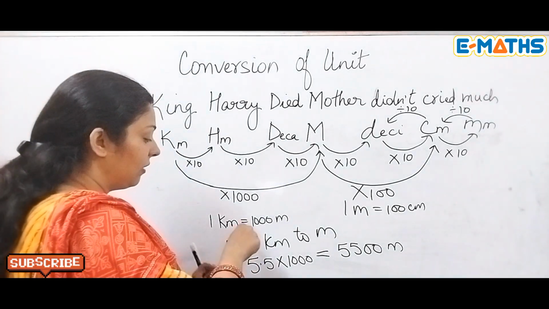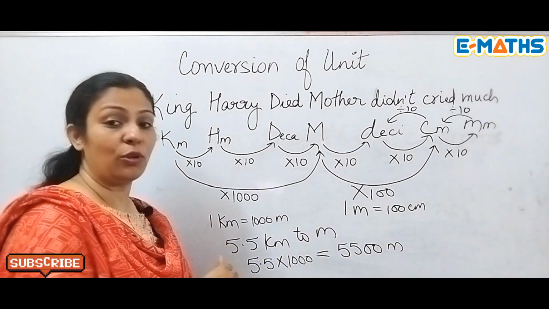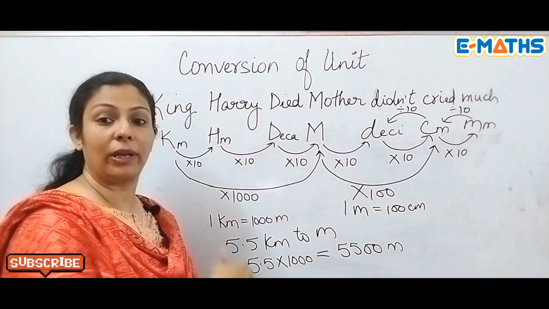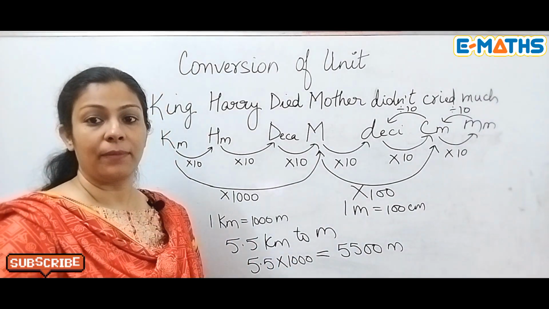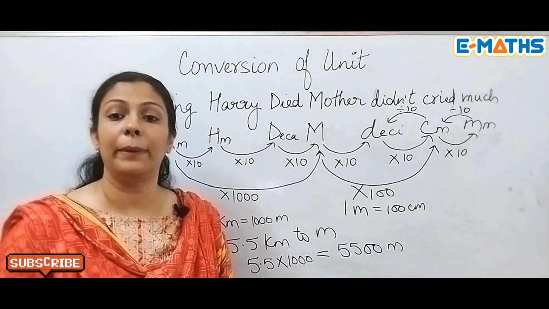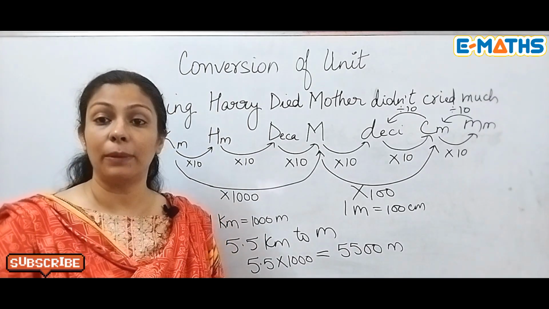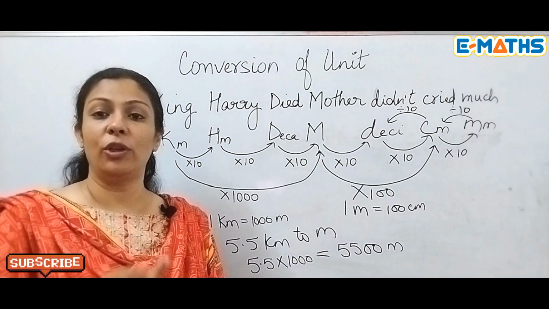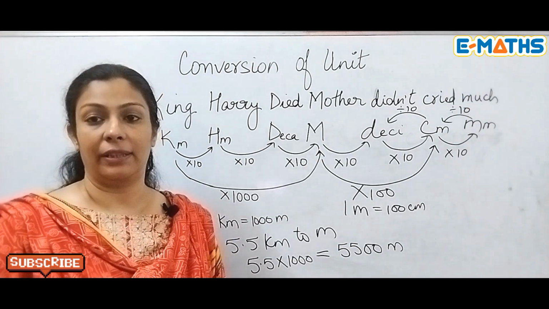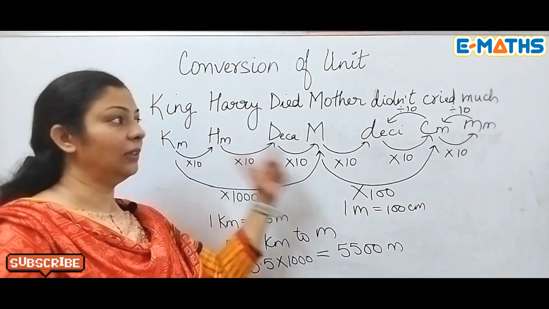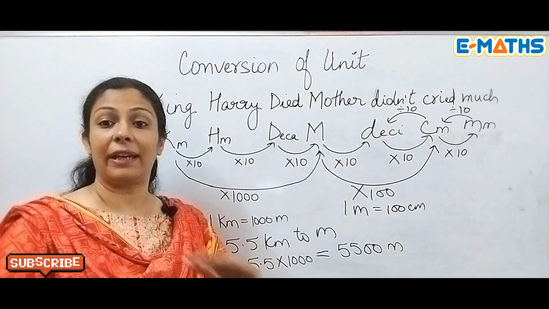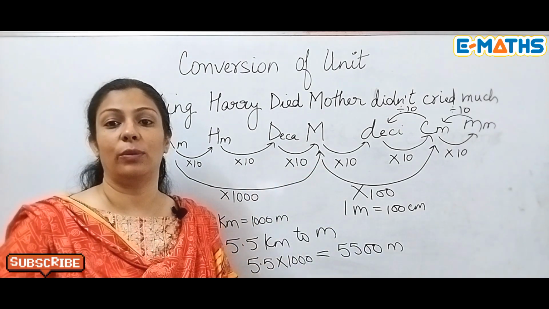It's just that if you know by which number we have to multiply, you can simply do it. Like if it would have been 5.5 meters to kilometers, you should have divided it by 1000 to get your answer in kilometers. So when you are converting a bigger unit to smaller, you are multiplying, and when you're converting a smaller unit to bigger, we are dividing. So please learn this sentence and get thorough with all kinds of conversions.